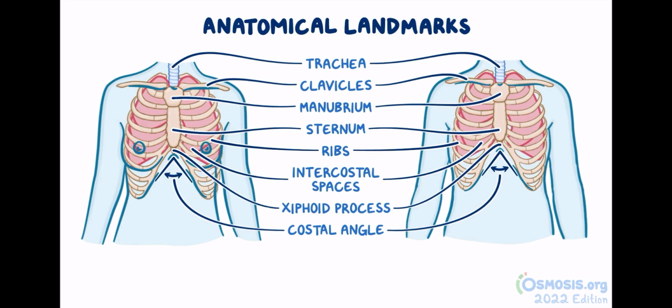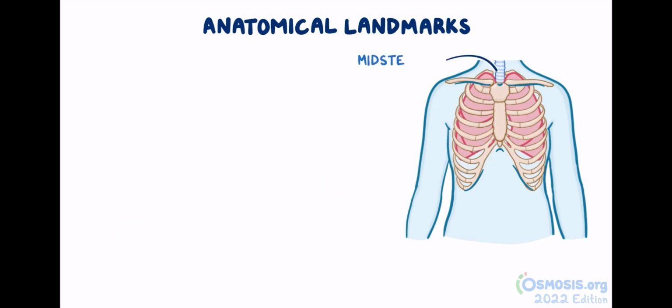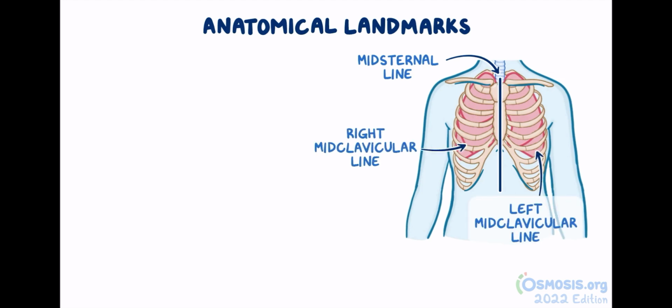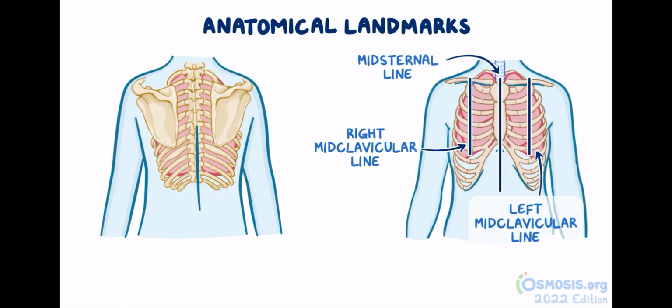The chest can be further divided into sections using the midsternal line, a vertical line that runs down the middle of the sternum, and the right and left midclavicular lines, which are parallel to the midsternal line and run from the middle of each clavicle to around the sixth intercostal space. Posteriorly, the landmarks include the scapulae and thoracic spine. These lines are parallel to the spine and travel through the middle of the scapulae.